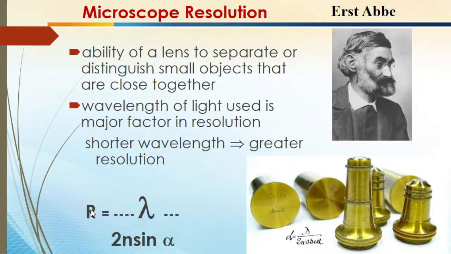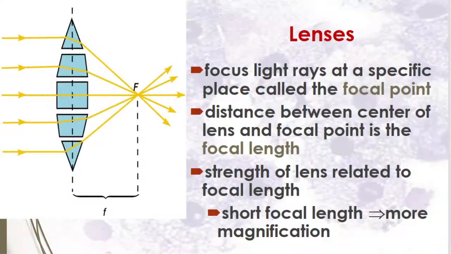Look at this one. This is a mathematical formula. Resolution is lambda, where lambda is the wavelength, divided by 2n sine alpha. What is it? N is the numerical aperture. And sine alpha, this is the angle of the objective lens, which is represented here like numerical aperture.